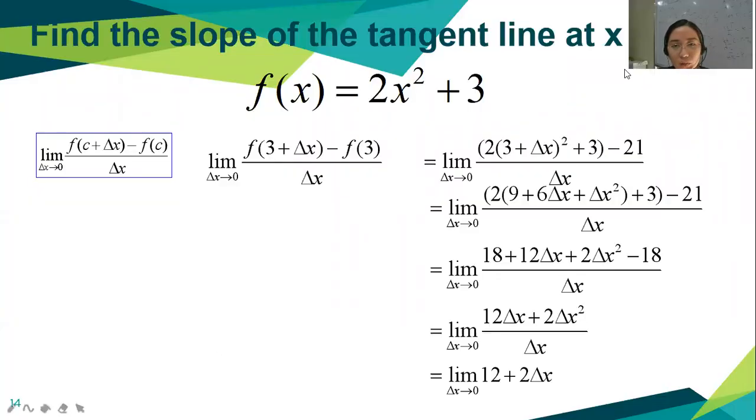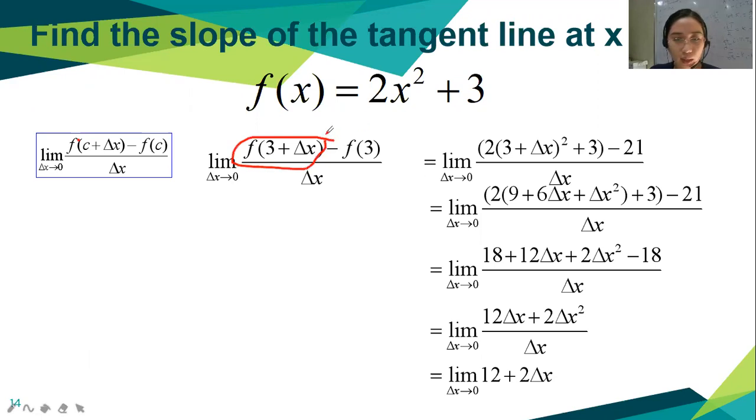Okay, so find the slope of the tangent line at x equals 3 if f of x equals 2x squared plus 3. So, let us go back to the general formula, the limit as delta x approaches 0 of f of c plus delta x minus f of c over delta x. So we substitute the value of c, which is 3. C is 3. So we have 3 plus delta x.